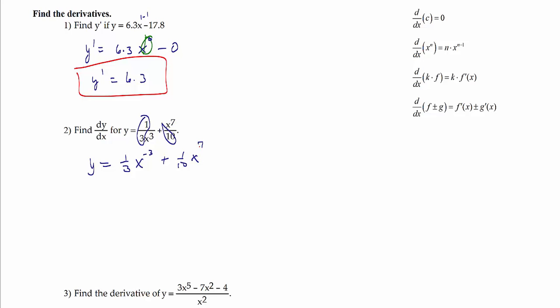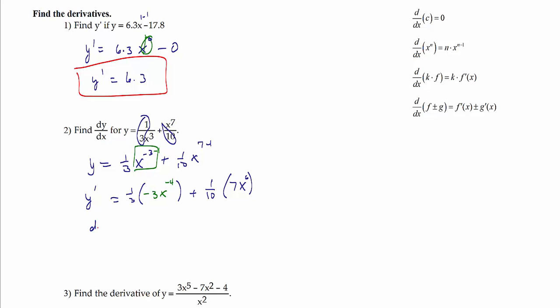And now I'll go ahead and use a combination of my rules. Since I'm adding terms together, I can do it term by term. I have my constant multiple rule here, so I've got 1/3 times, now the derivative of x to the negative 3 is going to be a negative 3x to the negative 4th power, because I'm subtracting 1 from the exponent. So negative 3 minus 1 gives me my negative 4. And same thing over here in the second one, I have 1/10 times whatever the derivative of x to the 7th is. So I bring down my exponent, and then I decrease it by 1. So 7 minus 1 gives me 6.